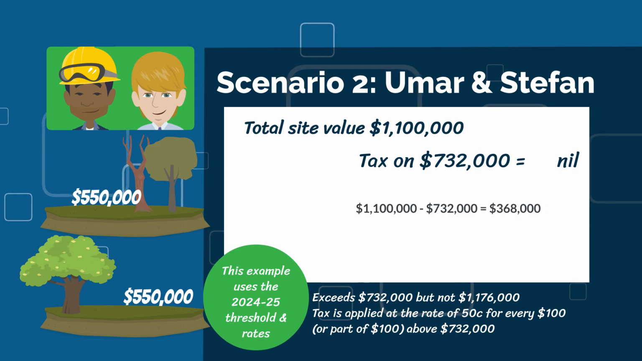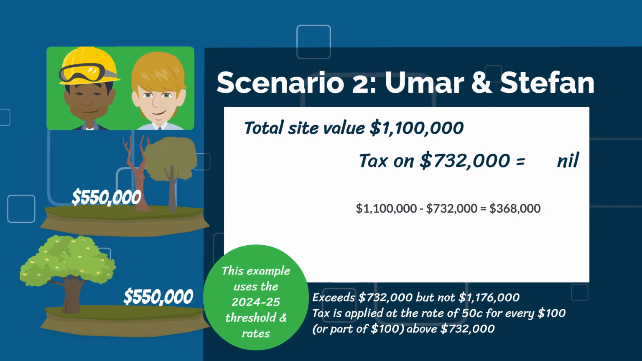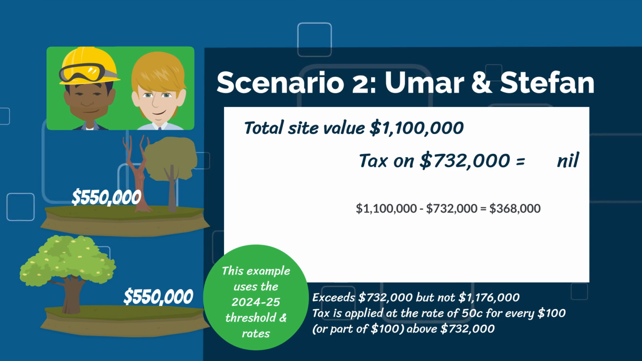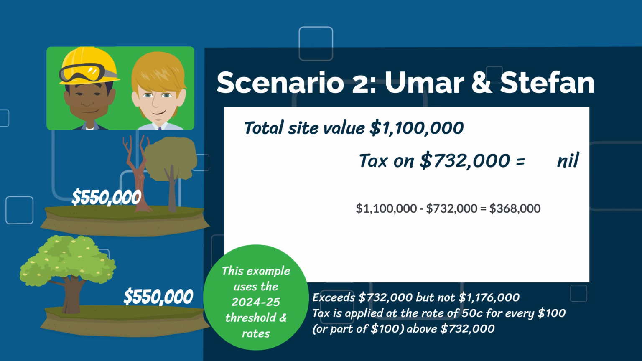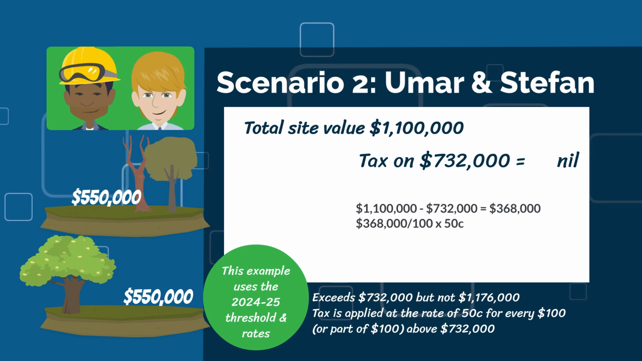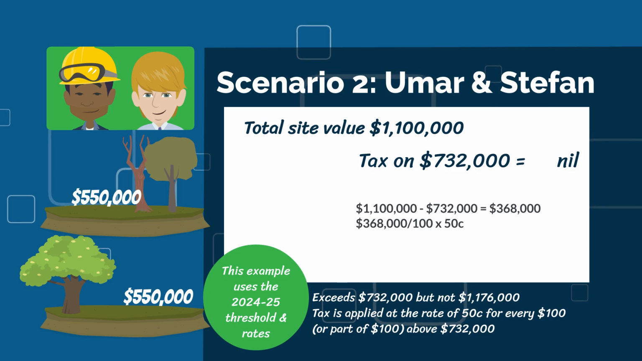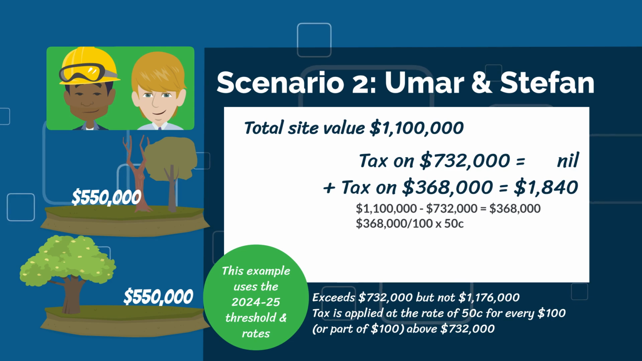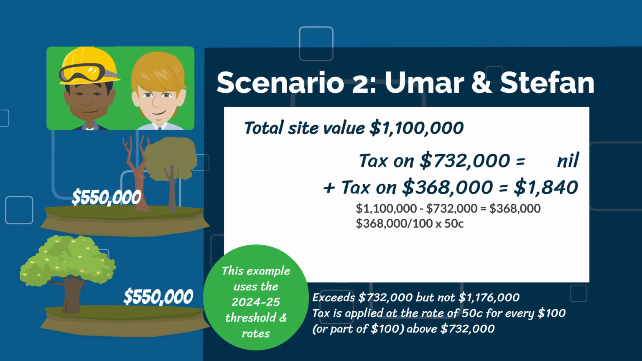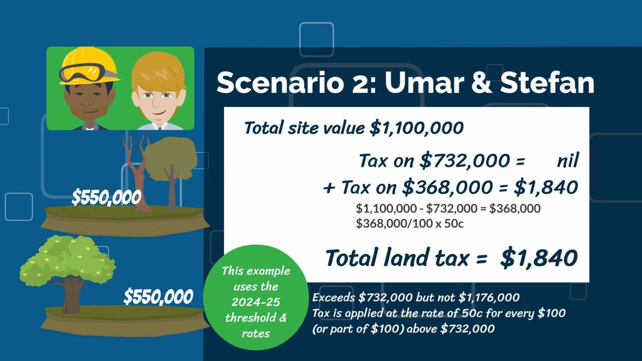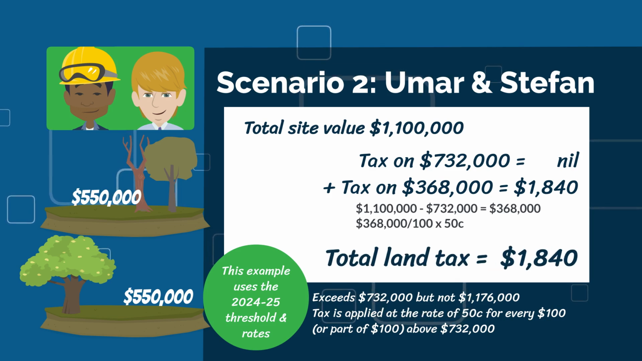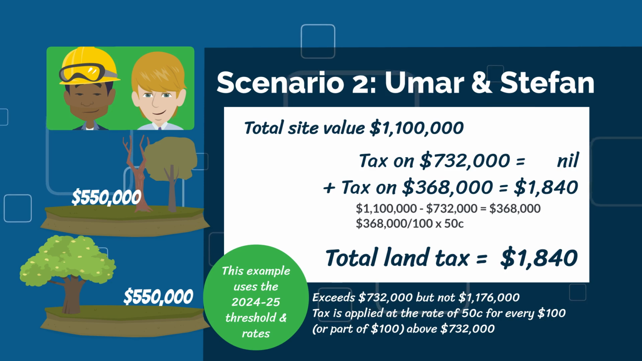In this scenario, it will be applied on $368,000, which is $1,100,000 minus $732,000. Land tax on $368,000 is calculated at 50 cents per $100. This equals $1,840. Land tax payable in this scenario is $1,840.